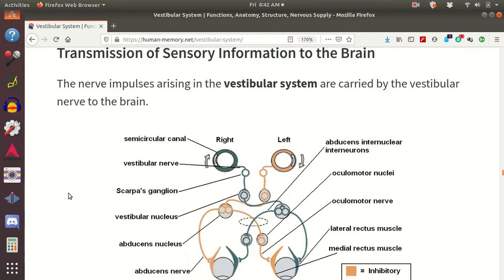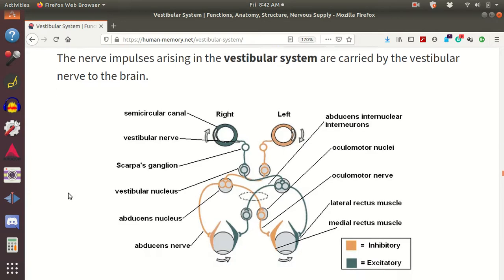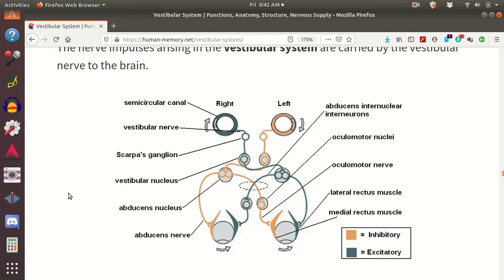The nerve impulses arising in the vestibular system are carried by the vestibular nerve to the brain. Let's just take a look at this real quick here. See how it's attached: the semicircular canals, the vestibular nerve, Scarpa's ganglion, vestibular nucleus, the abducens nucleus, abducens nerve going to the eyes. So it needs to match up with our eyes. That's how we are able to position ourselves with our balance and our eyesight.